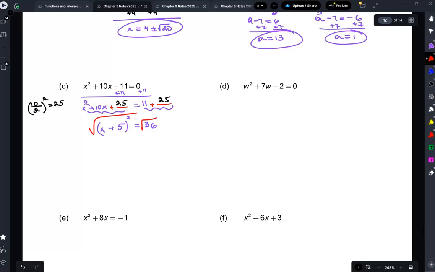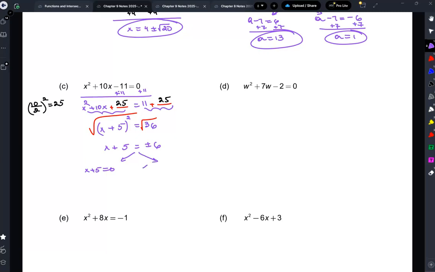Take a square root. On the left side, what do I get? X plus 5. Jacob, what do I get on the next side? On the right? Is it plus or minus 6? So now I'm going to say x plus 5 equals 6. X plus 5 equals negative 6. Subtract 5, x equals 1. Subtract 5, negative 11. Okay.